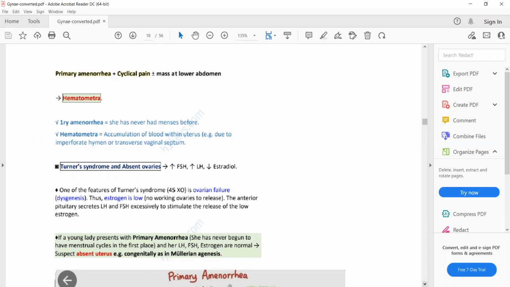So we were discussing Turner syndrome. Guys, there's a problem with my internet connection, so please bear with me because I don't have any other option but to continue.